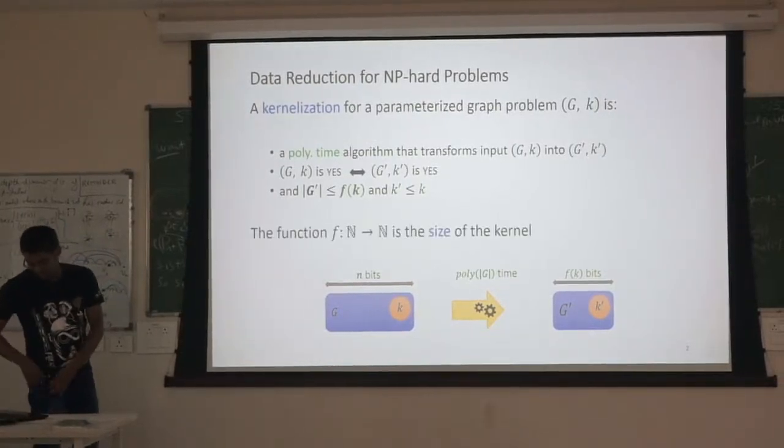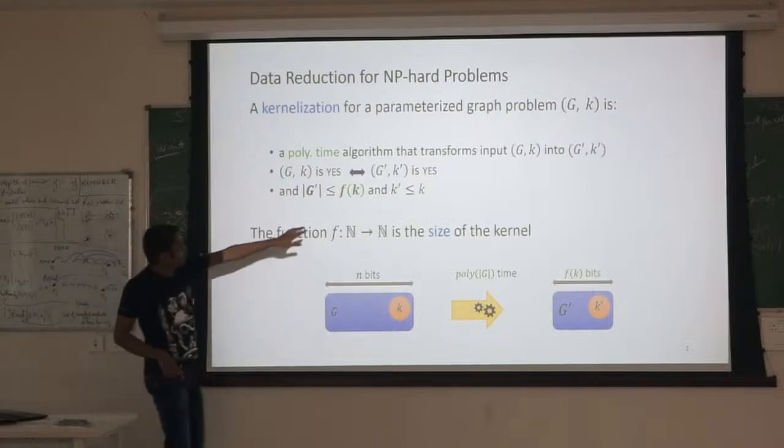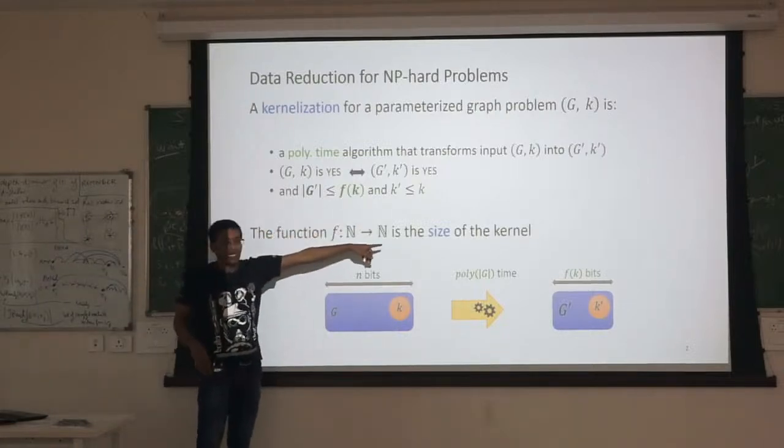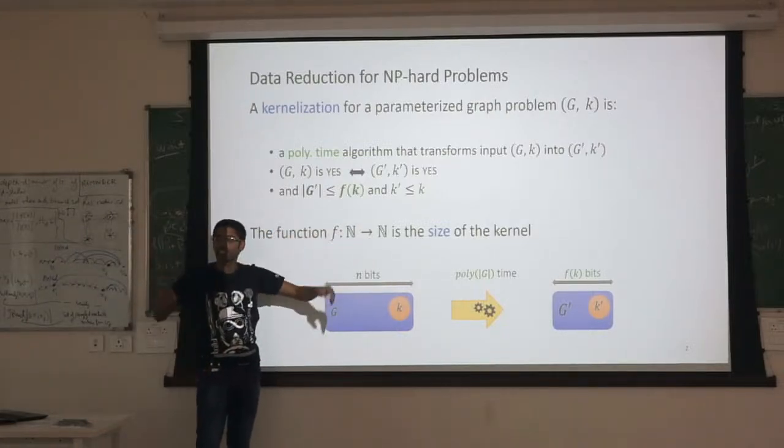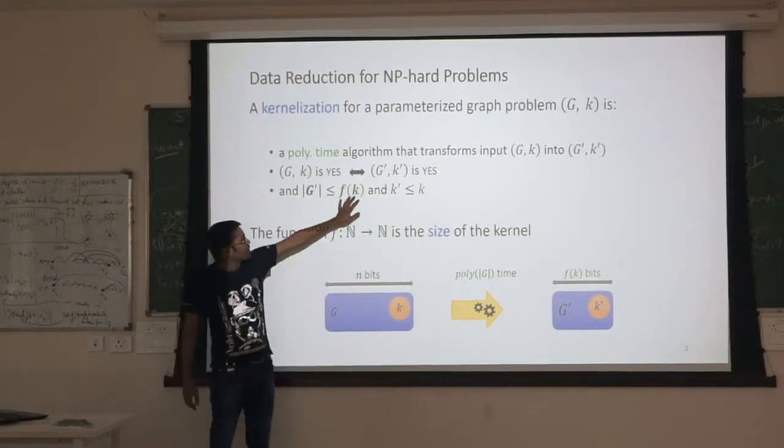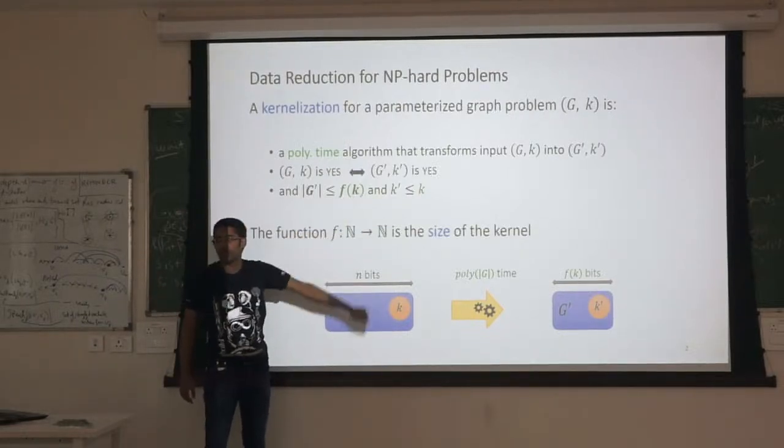And this function, the bound that you get here, is generally called the size of the kernel. So whenever I say linear vertex kernel, it means that this is of the order of k.